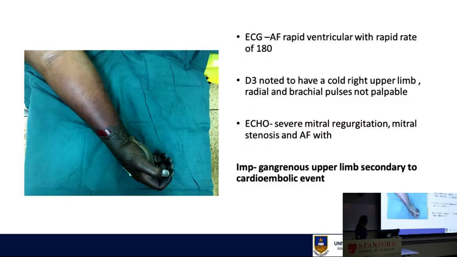3 days later, this is what developed in the patient's upper limb. She was noted to have a cold right upper limb, and radial and brachial pulses were not palpable. Her echo showed she had severe mitral regurgitation, mitral stenosis, and the AF.